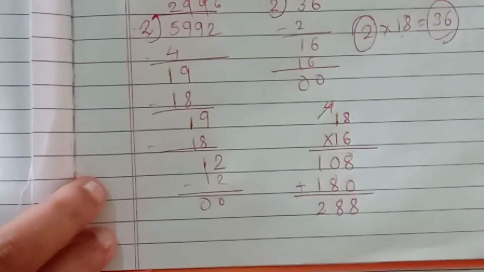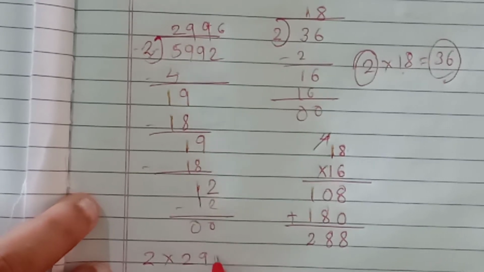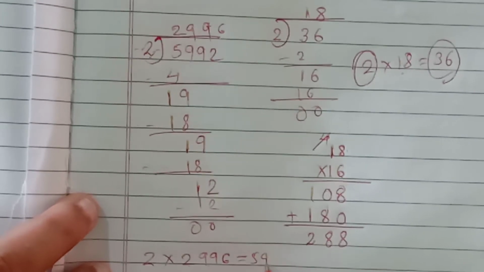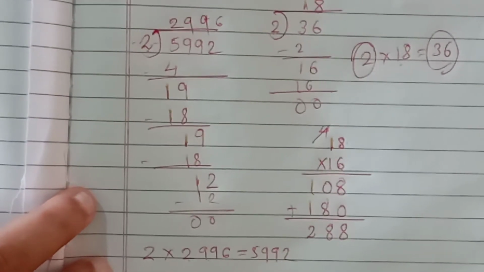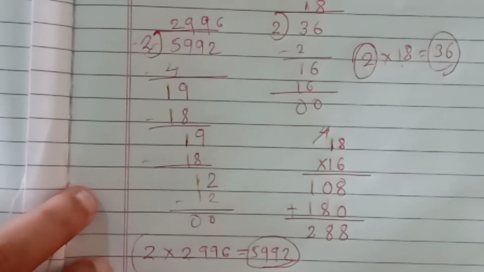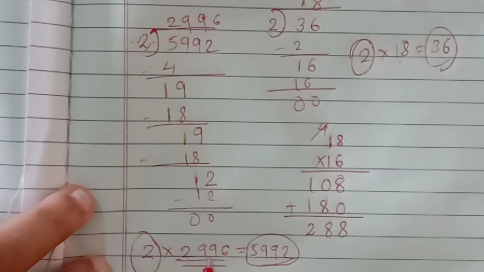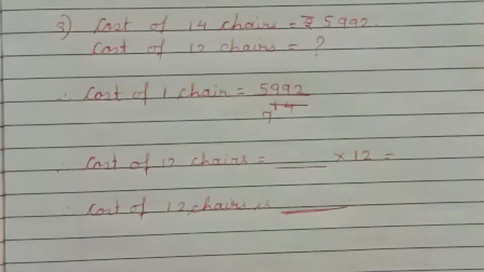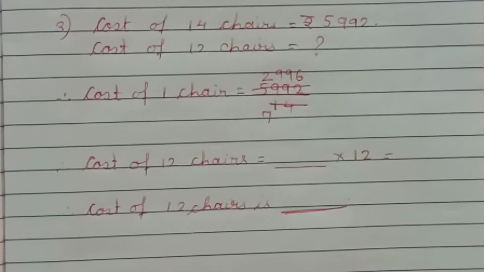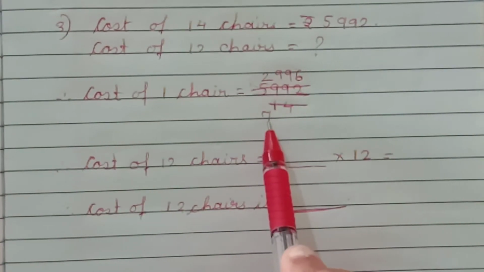So how much are? See here 2 multiplied by 2996 will give us 5992. So this we have in question. This we are going to hold in mind. So this will be our answer. What we are going to write, that is 2996. So here what I will cancel and write 2996. Okay. Now this number will check in 7's table.